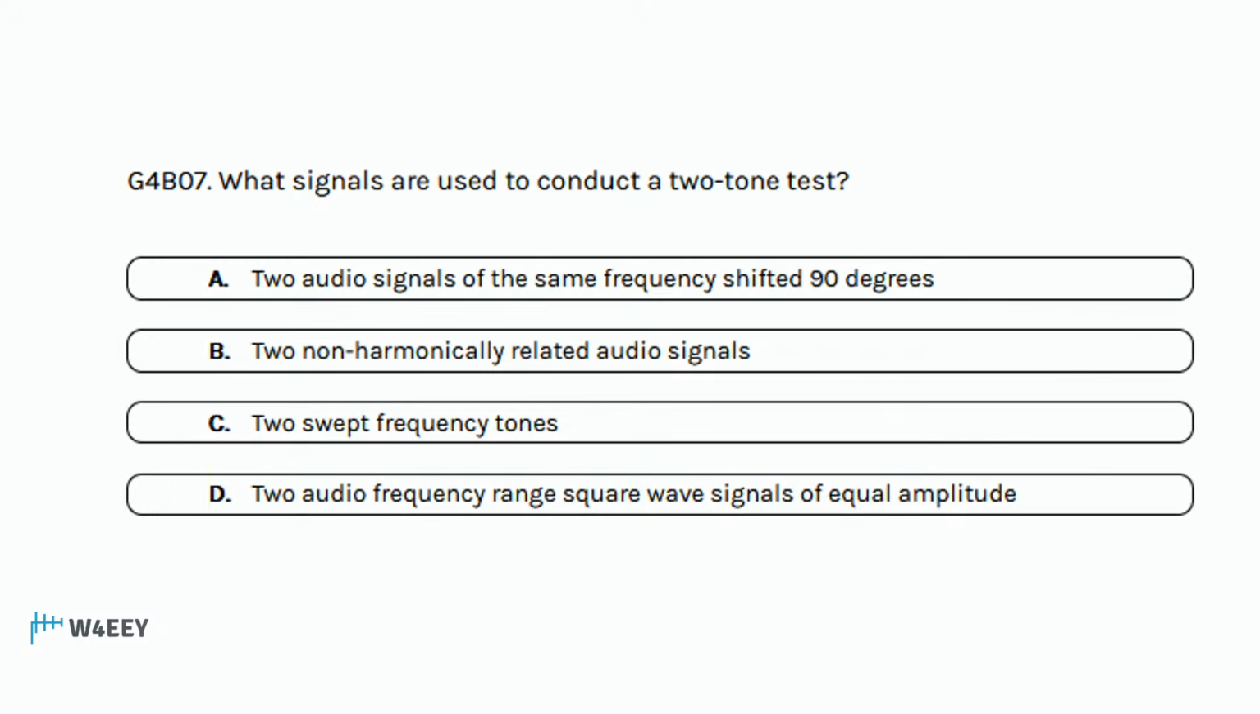And what signals are used to conduct a two-tone test? Not the longest answer. Bravo. Two non-harmonically related audio signals. And by harmonically related, I mean you can't have 1,000 hertz and 2,000 hertz. They're an octave apart. That wouldn't work. But 1,000 and 1,500, that would work.